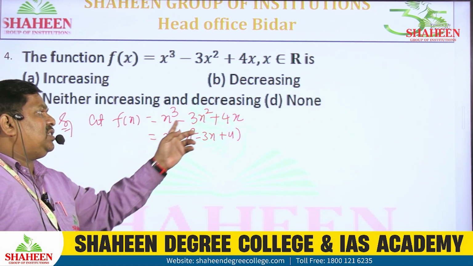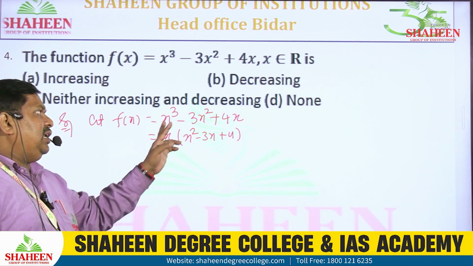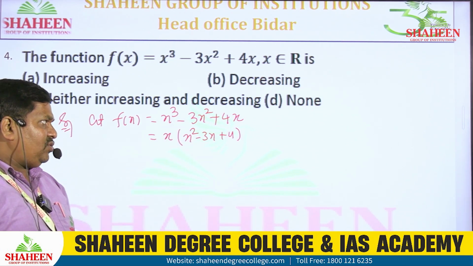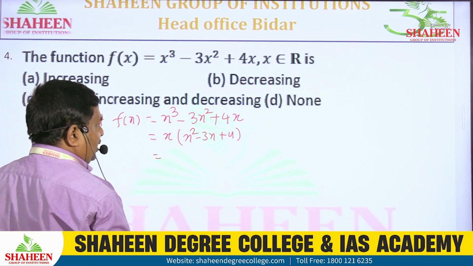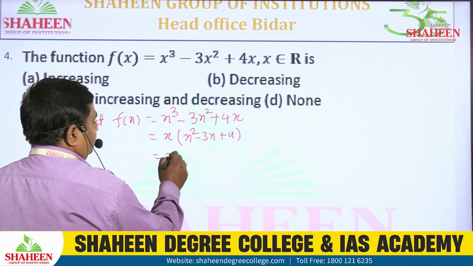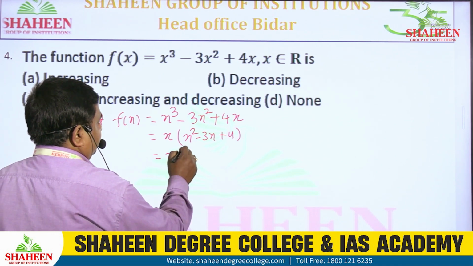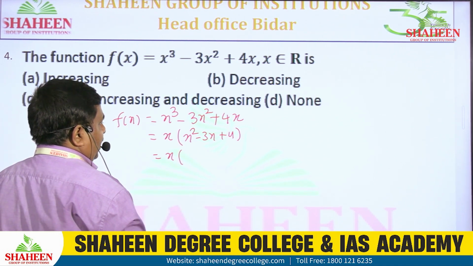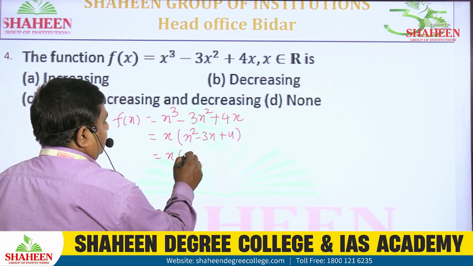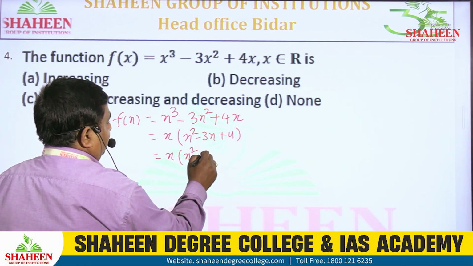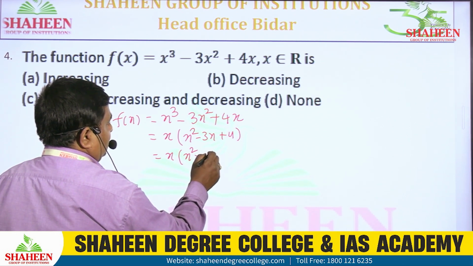I have taken x common from all the three terms. Then what remains is x square minus 3x plus 4. x square minus 3x plus 4. If we split this, this becomes x into x square minus 4 minus 3x.